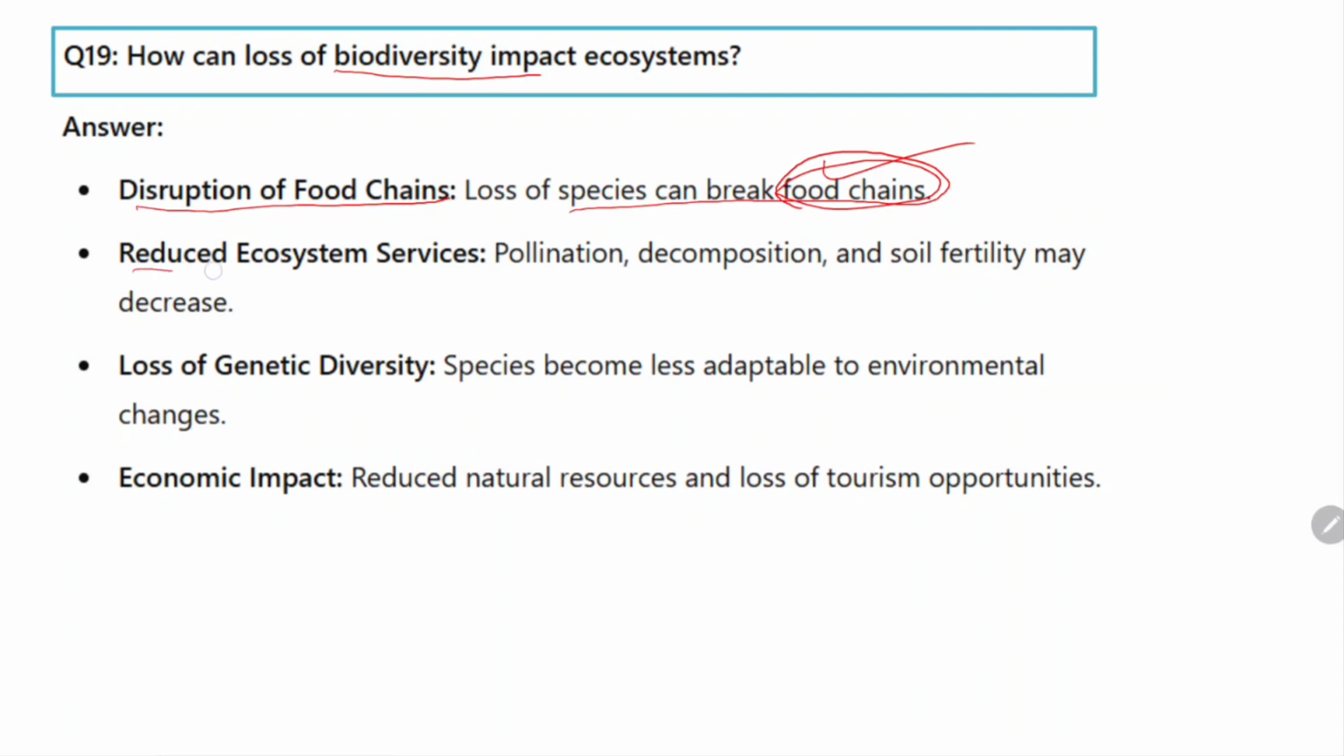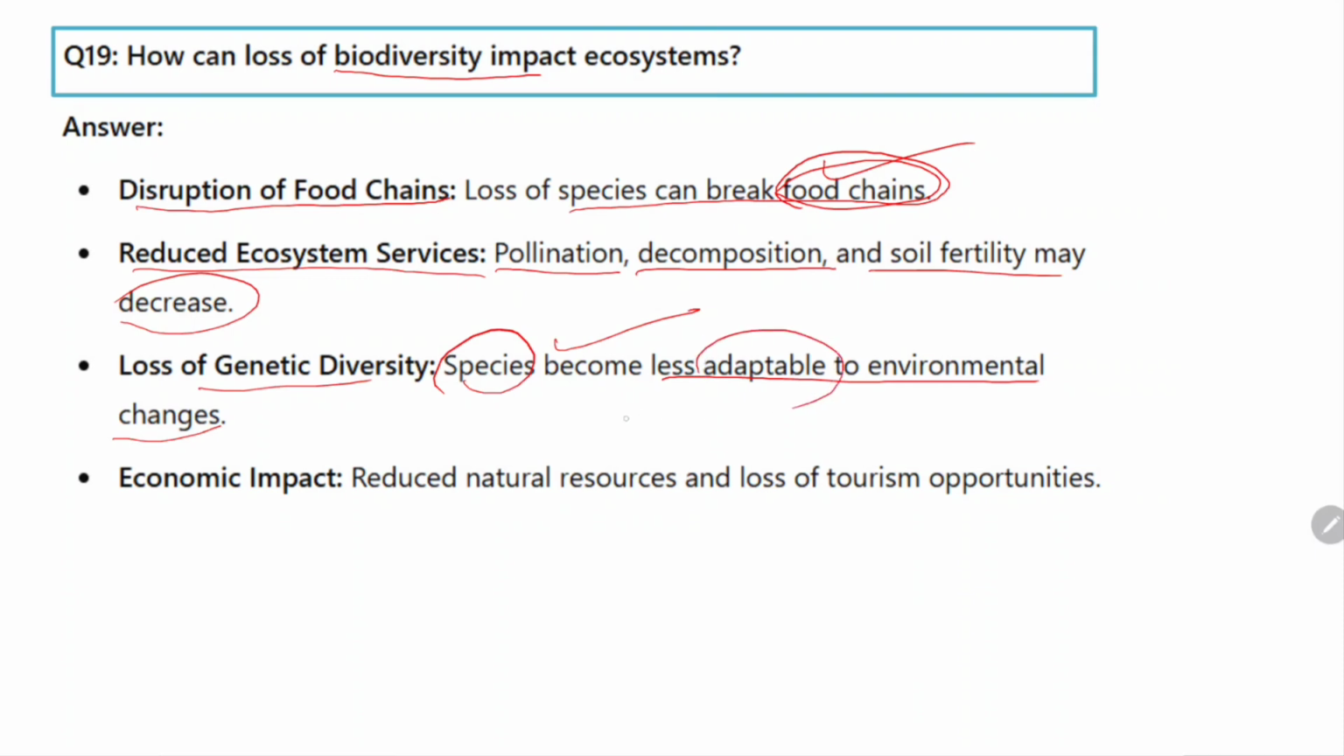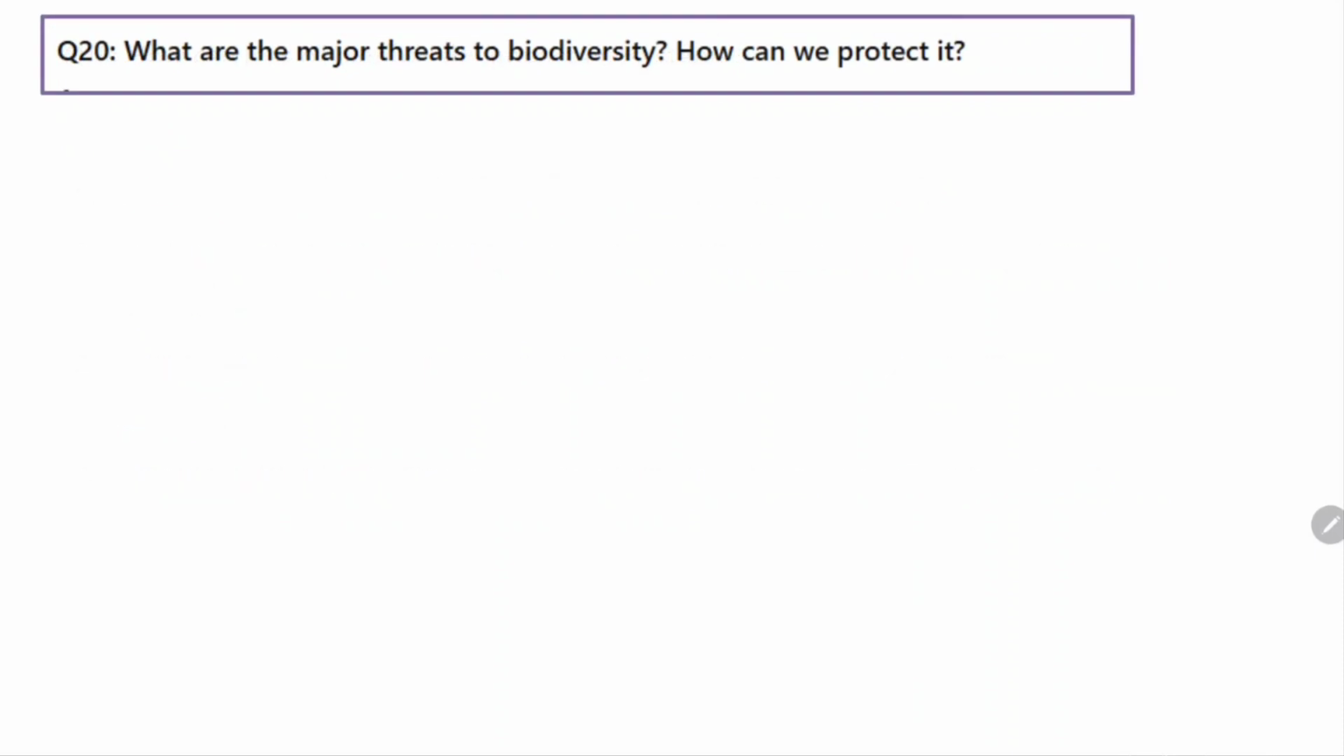And next we have reduced ecosystem services like pollination, decomposition, and soil fertility may also be decreased. And next you can write loss of genetic diversity, species become less adaptable to environmental change. When species are introduced to a new environment, they will not be easily adaptable there, and as a result they will start dying. So that will be the loss of genetic diversity. And next we have economic impact, means how it will impact economically. It will reduce our natural resources, and there will be loss of tourism opportunities. Okay, so in this way you can write.